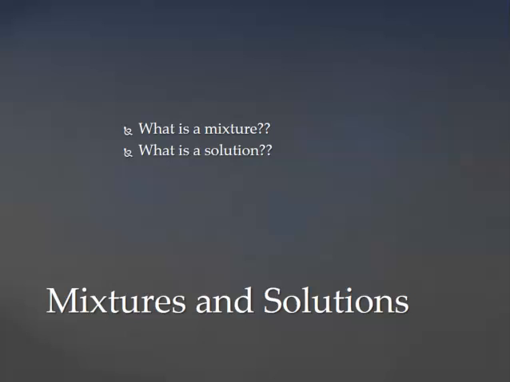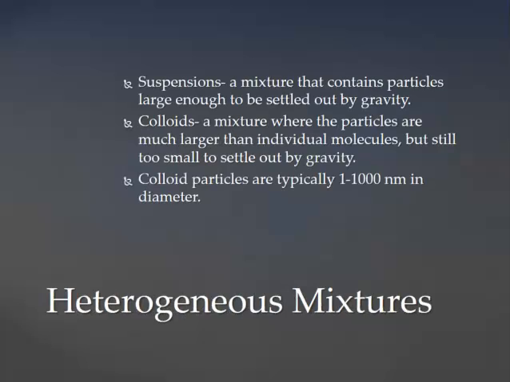Is a mixture a solution? Is a solution a mixture? What's the difference? A mixture is just two or more things mixed together. If they are mixed together homogeneously, we call that a solution. So a solution is a homogeneous mixture of two or more things. What if it's not homogeneous? Then it's heterogeneous. There are different types of heterogeneous mixtures. There are suspensions and there are colloids.